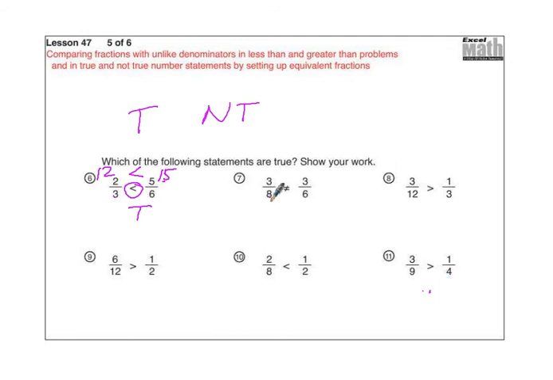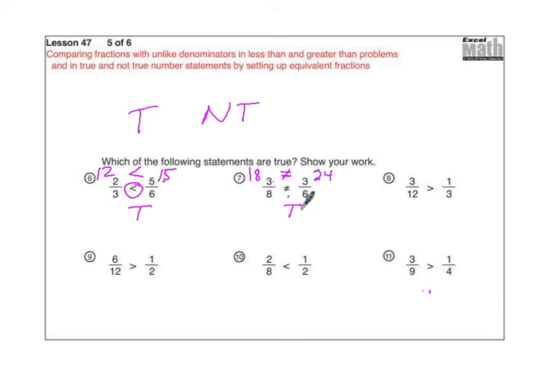3/8 and 3/6. You should have multiplied 8 times 3 is 24. 6 times 3 is 18. Is 18 equal to 24? No, it's not equal to each other. Not equal is the correct symbol, so that is true. Don't put not true just because it's a not equal sign.